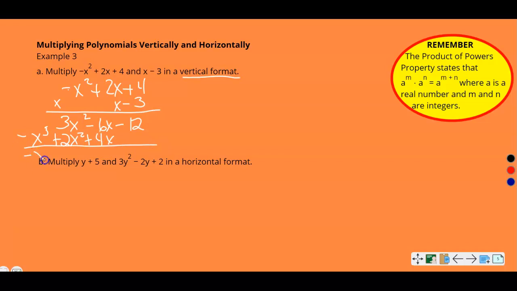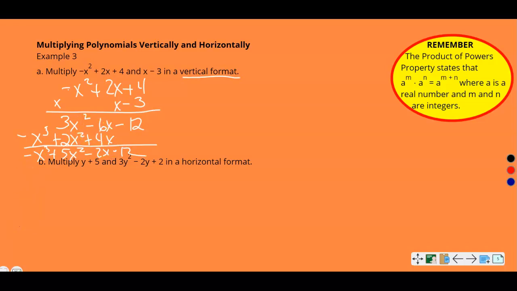All right, so I'm going to have negative x cubed, bring that down. 3 plus 2 is 5x squared. Negative 6 plus 4 is negative 2x. And then bring down the negative 12. All right, so a part would be negative x cubed plus 5x squared minus 2x minus 12.